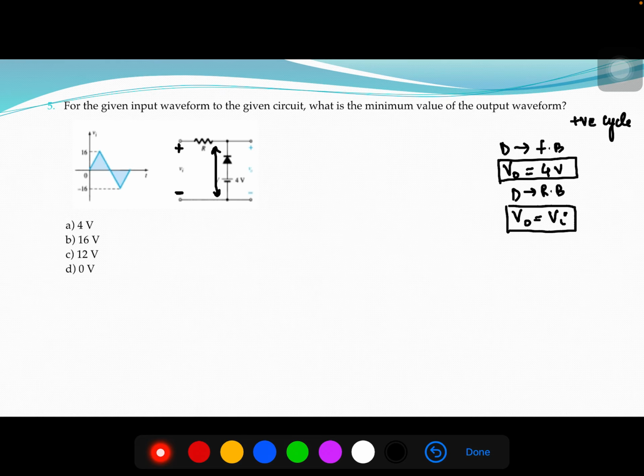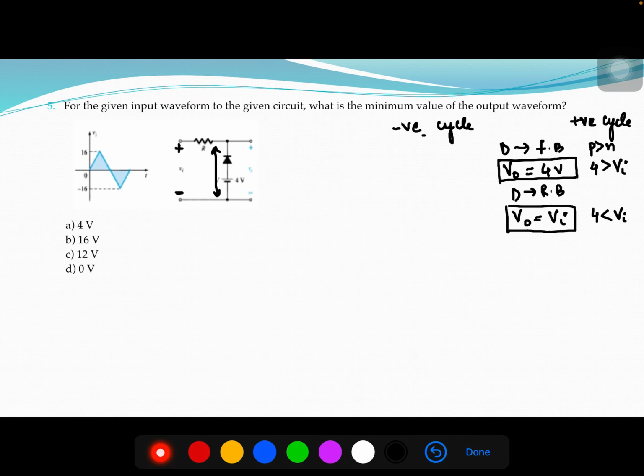And when will the diode be forward biased? When the potential of P is greater than N. What is the potential of the P side of the diode? It is getting 4 volt. Just put the values. And what is N getting? N is getting VI. Similarly, 4 is less than VI. So these are the answers for the positive cycle.